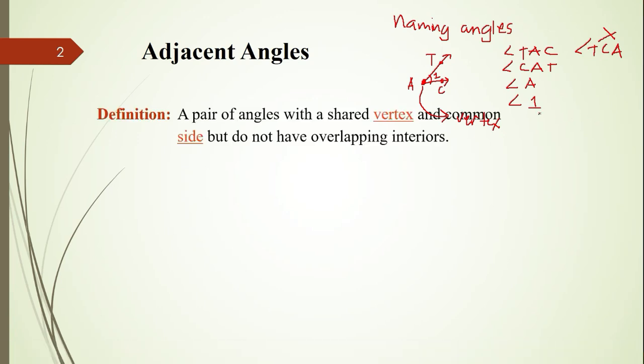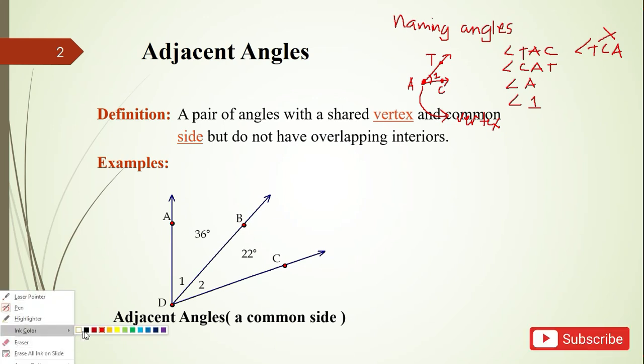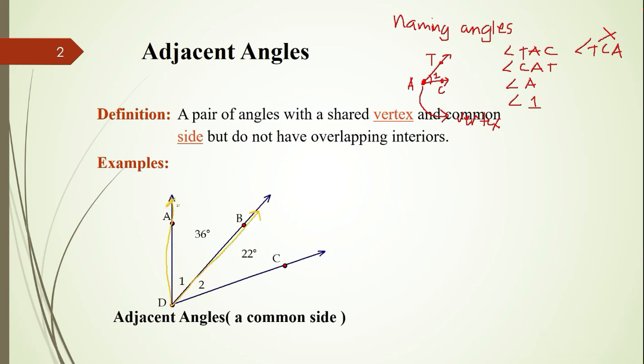Alright, so here's the definition. Adjacent angles are a pair of angles with a shared vertex and a common side but do not have overlapping interiors. Say for example, we have this certain figure right here and we need to identify the two angles that are adjacent. Let's identify first the two angles. I'll color the first angle as orange. Okay, so this is the first angle. And the other angle, I'll color it as green. Alright, as you can see, this is the other angle.